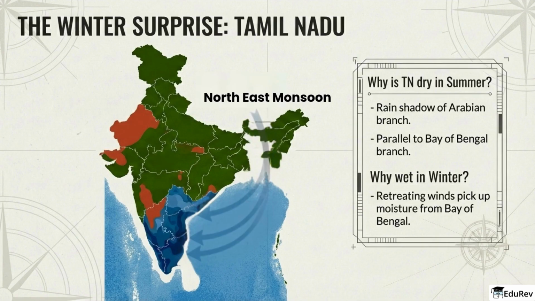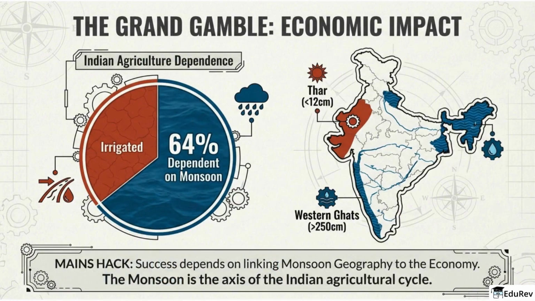Now finally, impact. The Indian monsoon is an economic gamble. Nearly 64% of agriculture remains dependent on it. Rainfall ranges from less than 12 centimeters in the Thar Desert to more than 250 centimeters in the Western Ghats. Uneven distribution creates uneven development pressures.